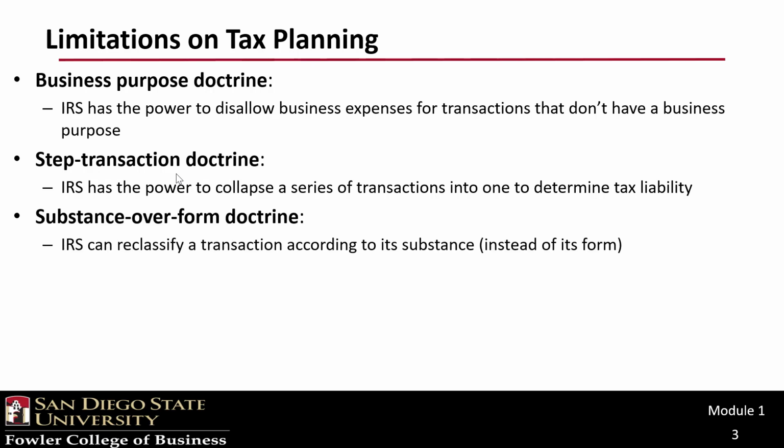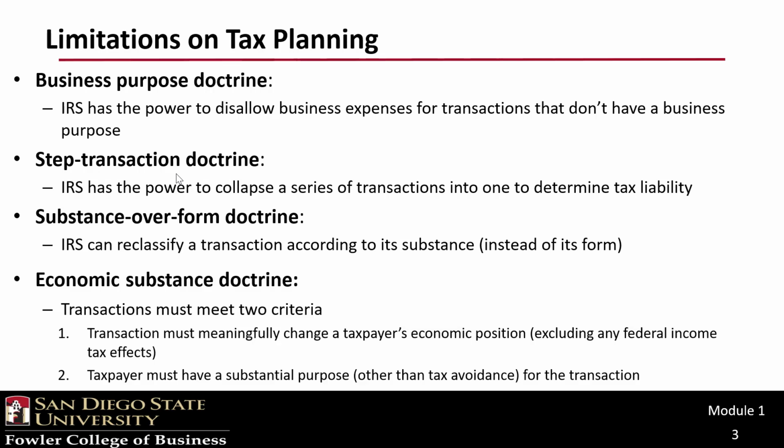Substance over form is exactly what it says. The IRS can look at the substance of a transaction as opposed to its legal form to make a determination. And within that is the economic substance doctrine. And under the economic substance doctrine, to be respected, a transaction must meet two criteria. Number one, it must meaningfully change a taxpayer's economic position, excluding any income tax effects. And number two, it must have a substantial purpose other than tax avoidance. And so number two really relates pretty strongly to the business purpose doctrine.